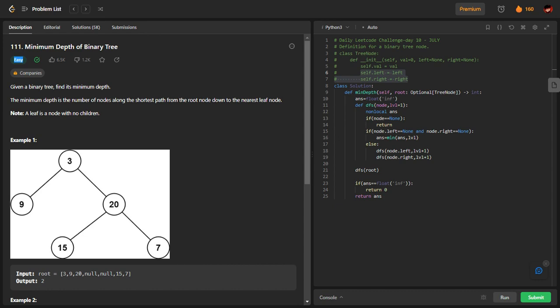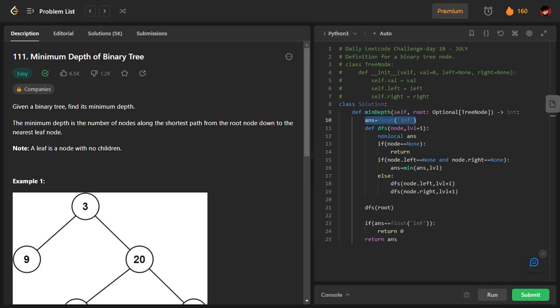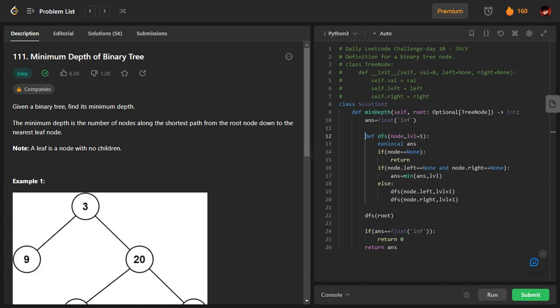We'll see how. Because we are talking about the minimum depth, I'm starting my answer with the maximum, that is the maximum possible floating point value. Then I am defining a function called DFS. What are the two parameters it will take? It will take a node value and it will take its level value. If a level is not passed, it will make the level as 1.